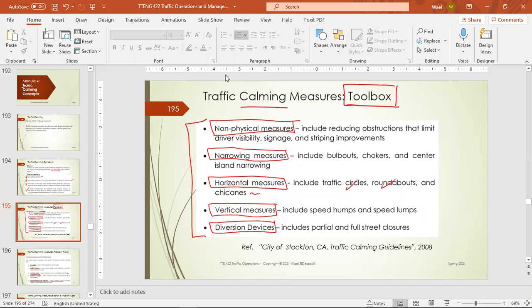For the vertical measures, you can say that 90% of them are speed humps and speed lumps. The diversion measures are basically for cut-through traffic, either partial or full street closures: either a partial closure for a street or a full closure for that street. Clear?